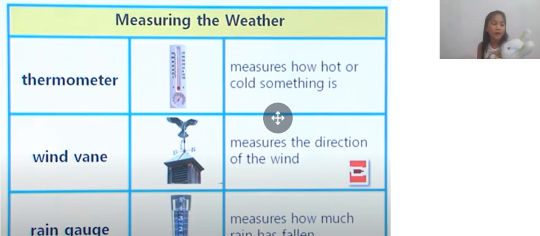Now I will tell my mom to buy me a thermometer because I love thermometers.